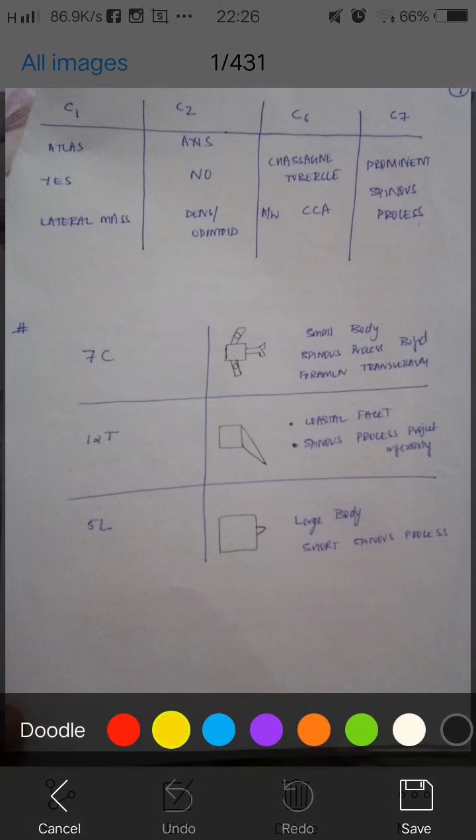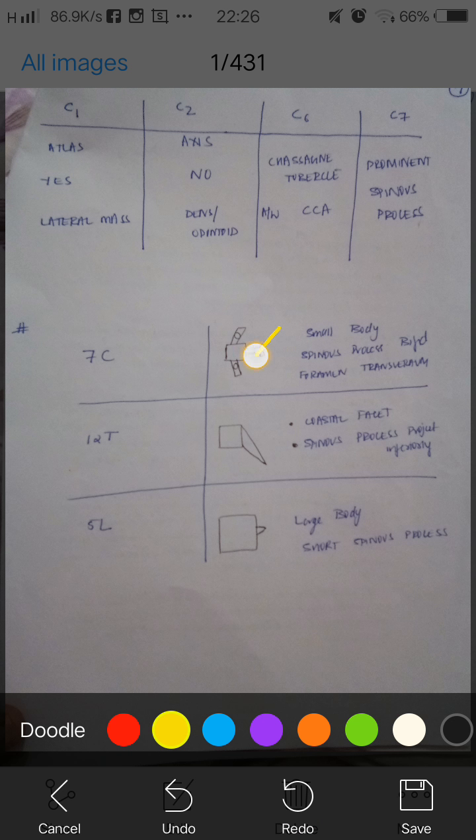Yeah, let's quickly start with the vertebrae. There are 7 cervical, 12 thoracic, and 5 lumbar vertebrae. Now, the basic point of differentiation between the three types of vertebrae. Cervical, the spinous process. See, this is the spinous process, and these two are the transverse processes. That's a basic concept. The spinous process is bifid in the case of cervical vertebrae.